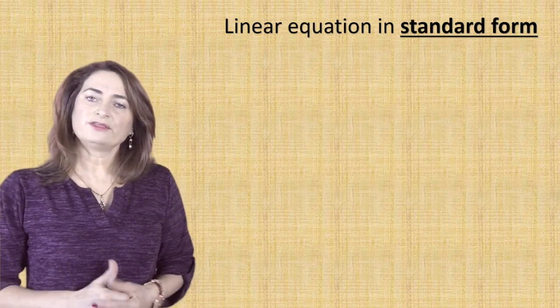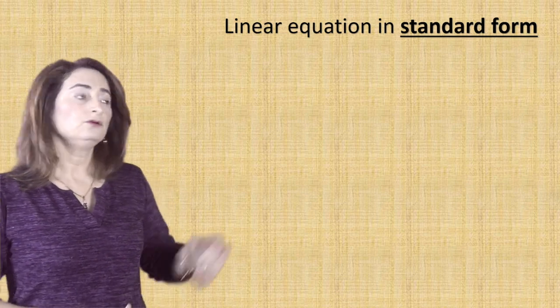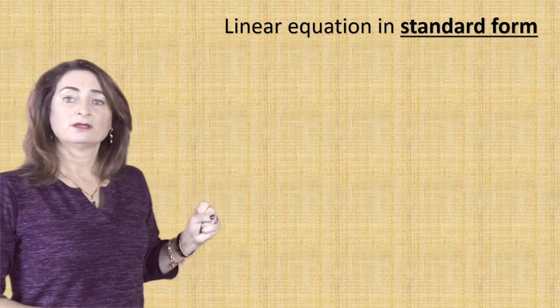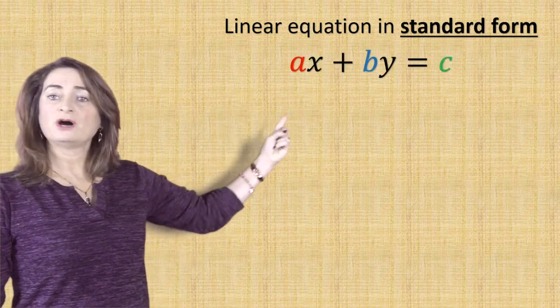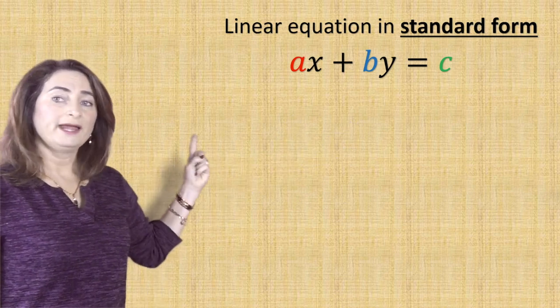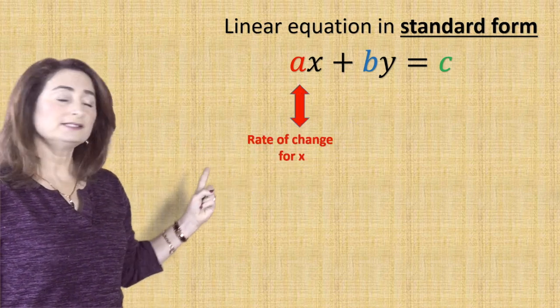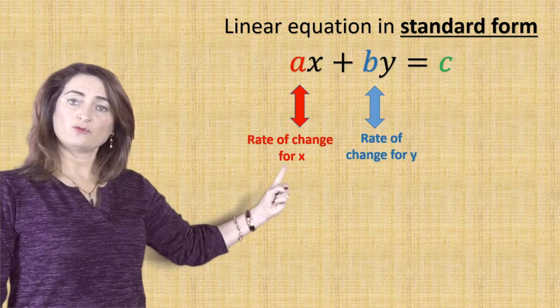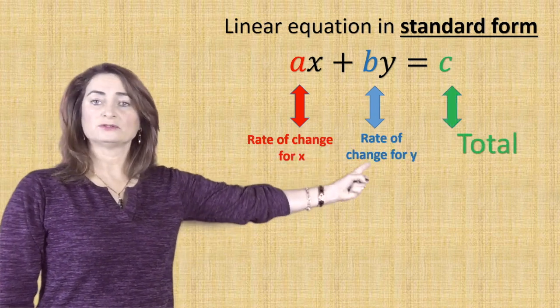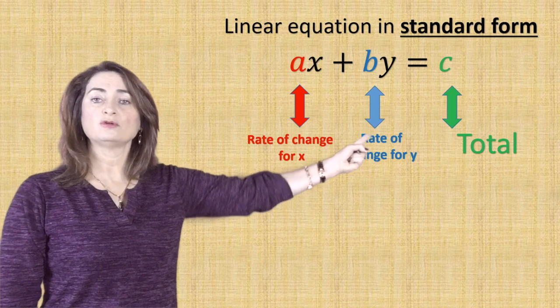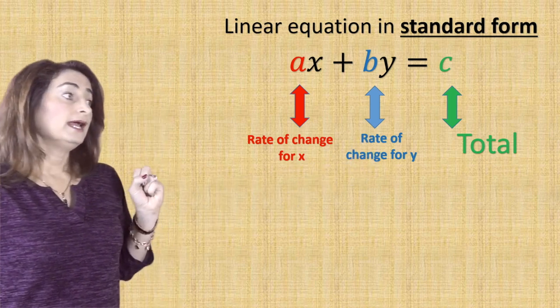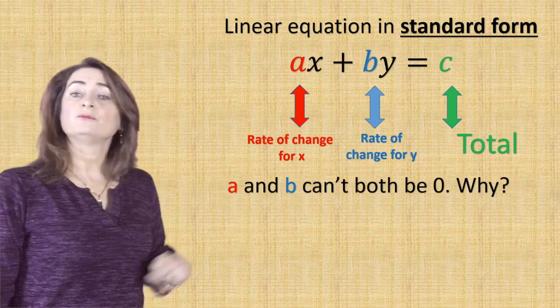Now let's discuss the third form of linear equation, written in standard form. It's ax plus by equals c, where a is the rate of change for x, b is the rate of change for y, and c is the total. So notice in standard form, you always have a total, as long as a and b cannot both be 0.